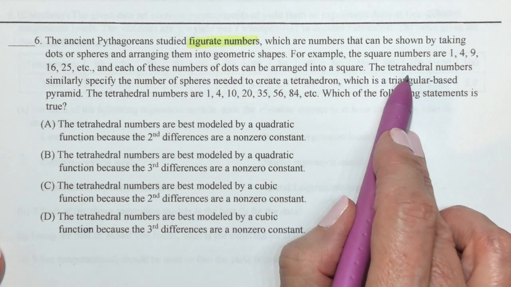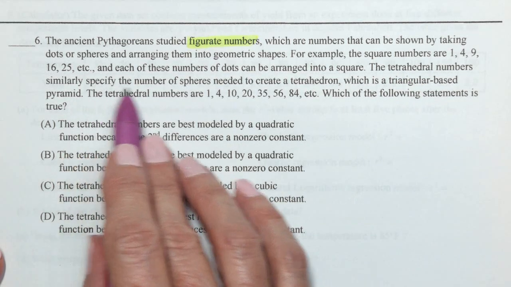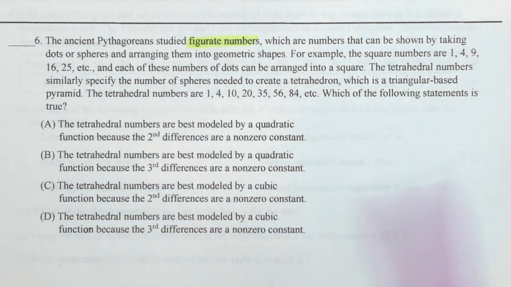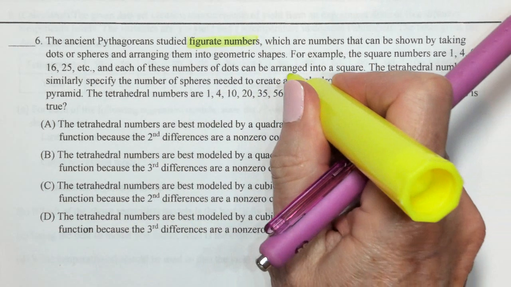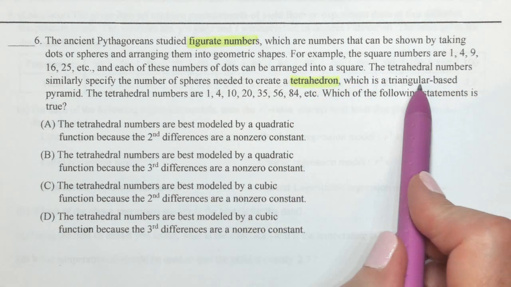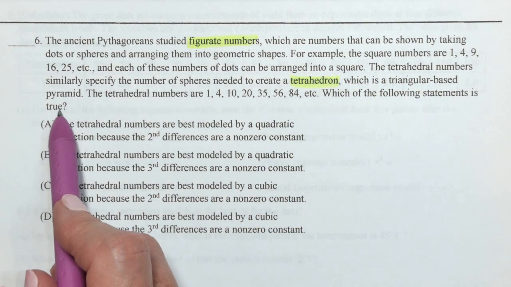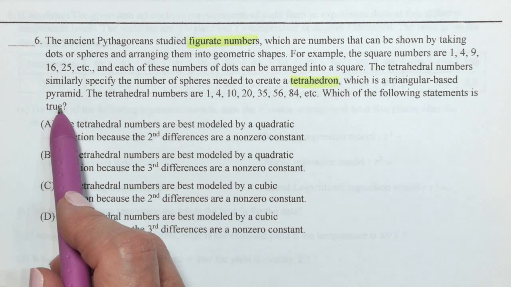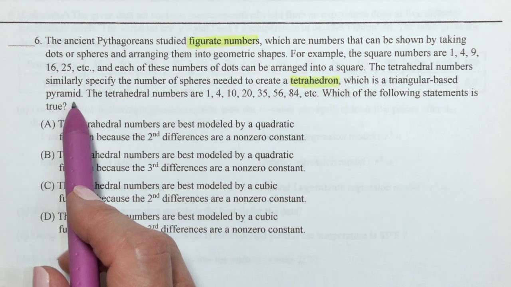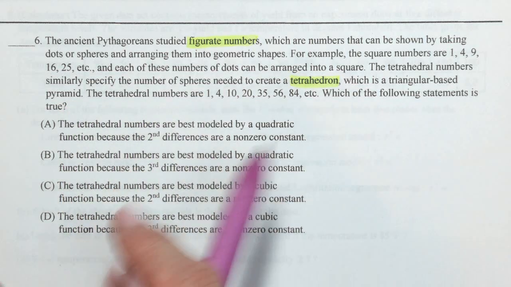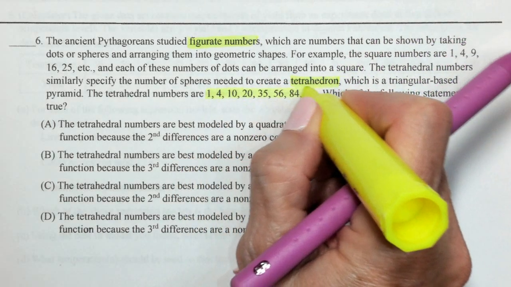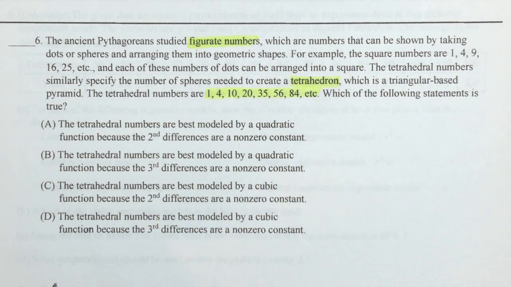The tetrahedral numbers similarly specify the number of spheres needed to create a tetrahedron. A tetrahedron is a triangular-based pyramid, so all three sides of this pyramid are triangles. The tetrahedral numbers are 1, 4, 10, etc. Which of the following statements is true?